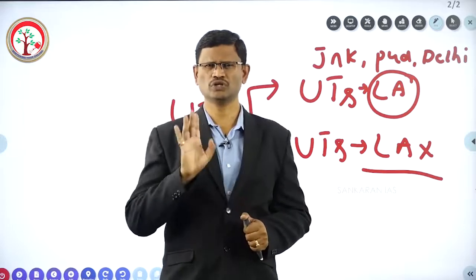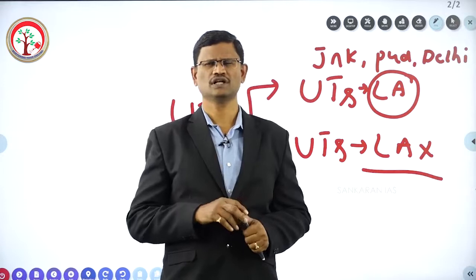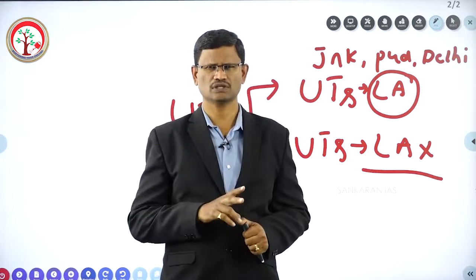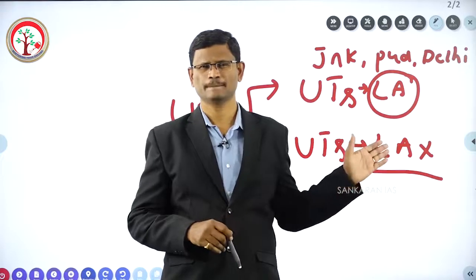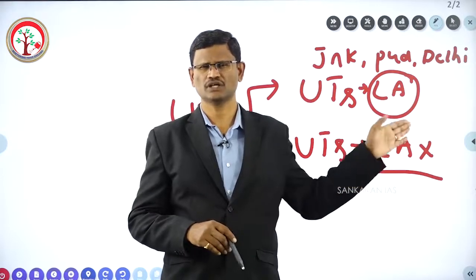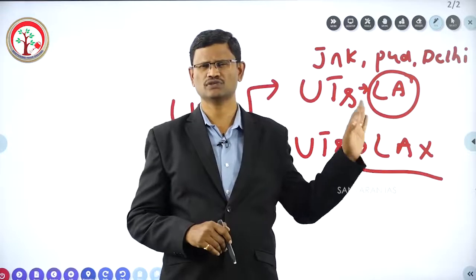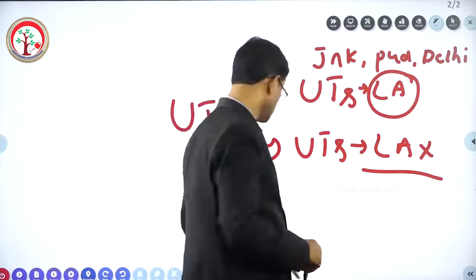They continue to be union territories, but the difference is they are UTs with a legislative assembly and elected council of ministers. That is the relationship between the states with the union on one hand, the UTs with the union on the other hand. So this is the first difference.